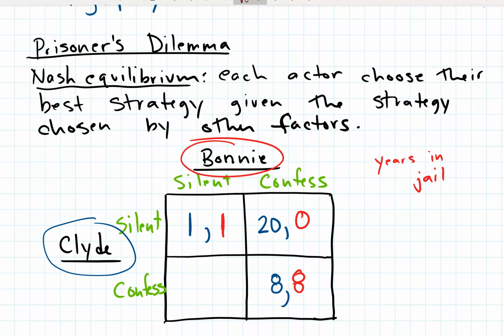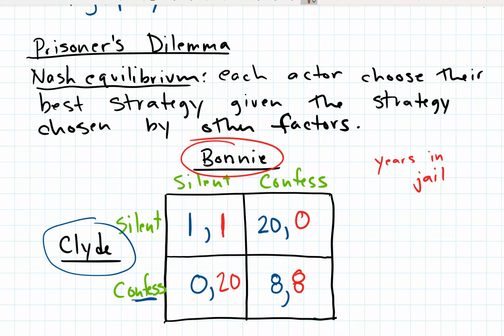And then let's suppose down here, Clyde confesses. So again, this is the confess row for Clyde. Clyde confesses, so Clyde goes free, and Bonnie gets the long sentence. So this is our game. Now this is the structure of this kind of game.